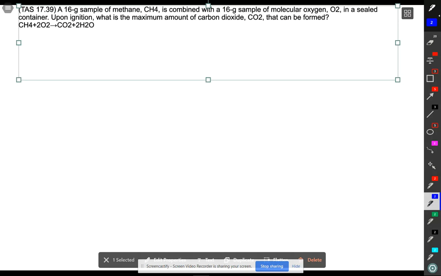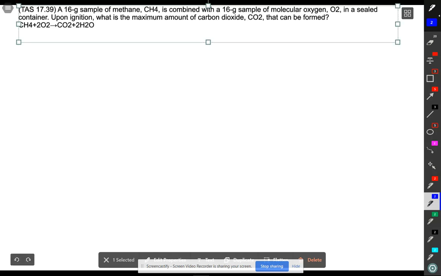A 16-gram sample of methane, which is CH4, with a 16-gram sample of oxygen, O2, in a sealed container is combined. I was like, that's not a sentence. Upon ignition, what is the maximum amount of carbon dioxide, CO2, that can be formed? And that gives us the equation.